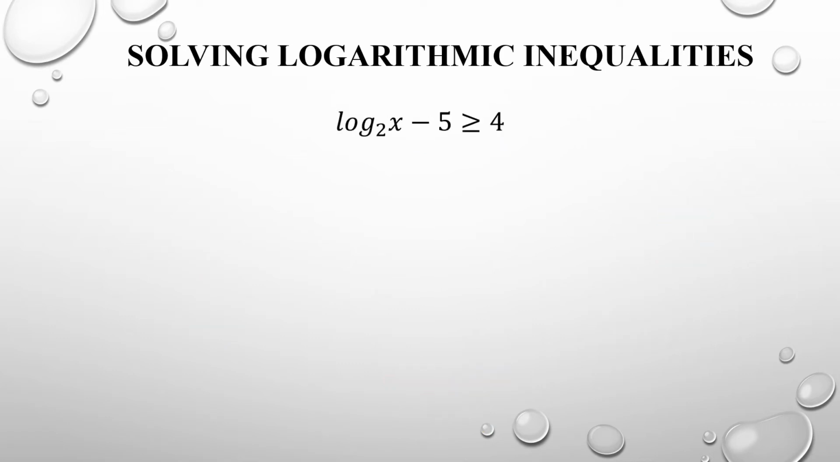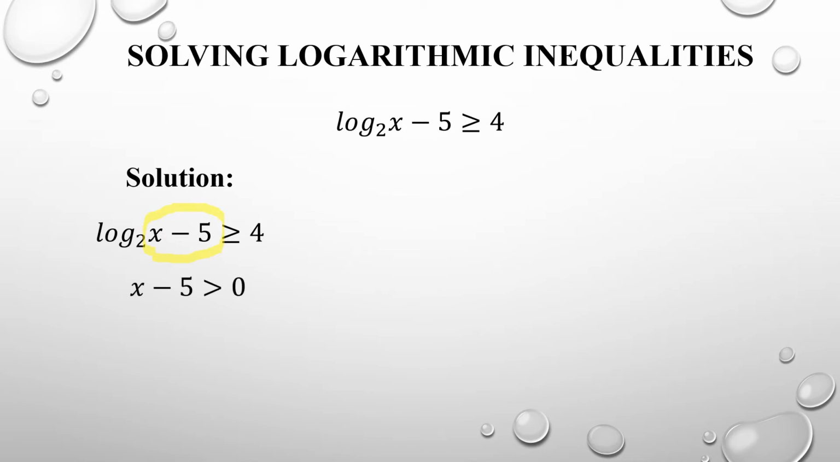Next logarithmic inequality, we have logarithm of x minus 5 to the base 2 is greater than or equal to 4. So for our solution, titingnan muna natin itong part na ito at ang condition natin dito ay dapat greater than 0. So pwede natin isulat na x minus 5 is greater than 0. Lipat natin yung negative 5 sa kabila. Then we have x is greater than 5.